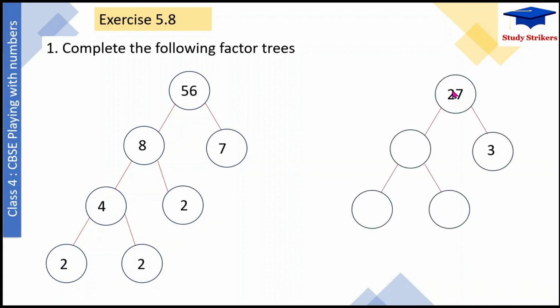We got 27 over here. If we divide 27 by 3, we will get 9. Again, factors of 9 are 3 and 3. Alright, so this is how we have completed the factor tree.